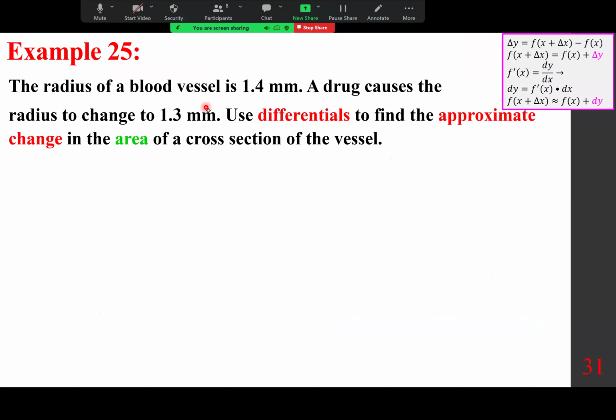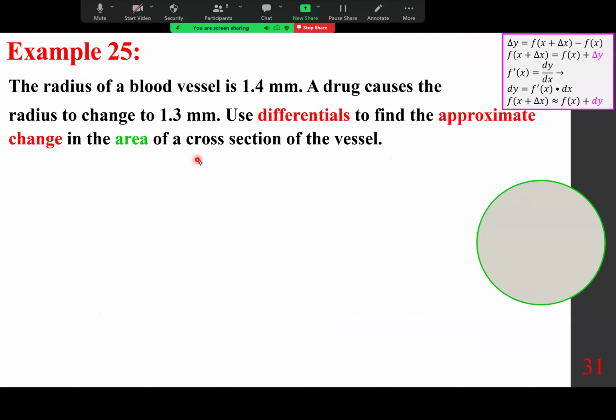The radius of a blood vessel is 1.4 millimeters. A drug causes the radius to change to 1.3 millimeters. Use differentials to find the approximate change in the area of a cross-section of the vessel. Cross-section is in the circular shape where A is pi r squared.